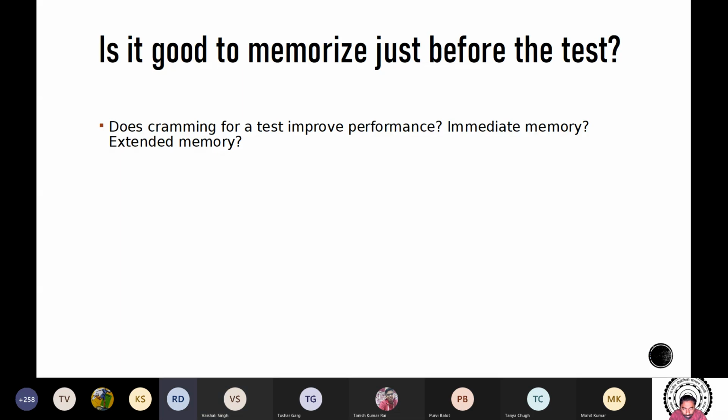There was, sir. One more thing I was thinking: is it good to memorize just before the test? The answer might be very dependent on the situation. If we have just one day or a few hours before the exam and we have not studied anything till now, then it might actually be good, because the alternative would be to know nothing. So maybe it's good in that situation.